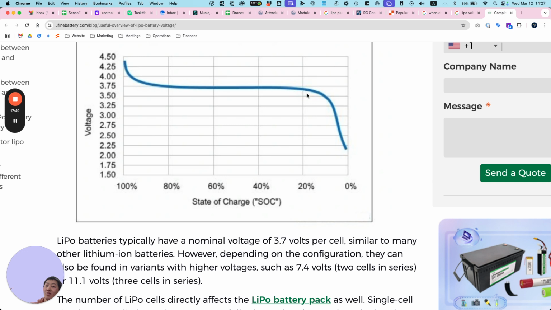But then you see after 20% is where it starts to go off a cliff. That's where 3.0 is really dangerous. Really, you should be stopping a little earlier than that, because every 0.1 volt after that continues to drop drastically. This is what happens if you let the battery sit too long. It falls off the cliff, and then you can't revive the battery.